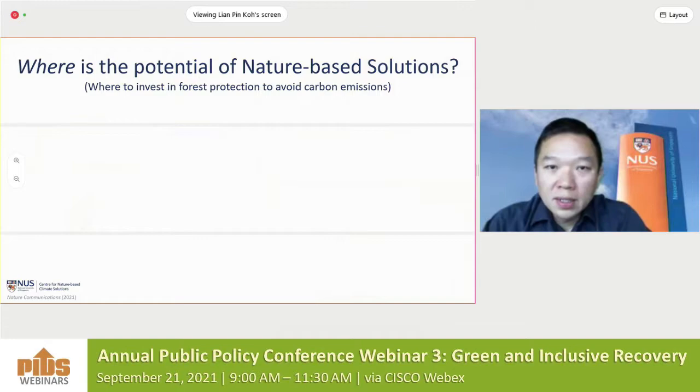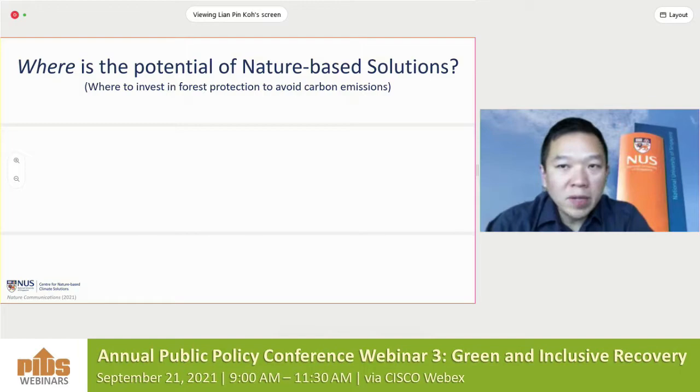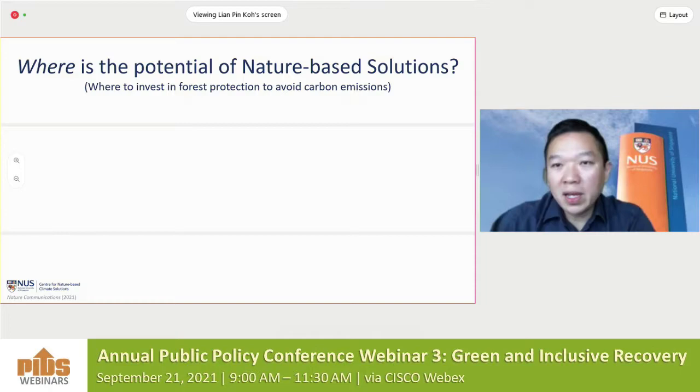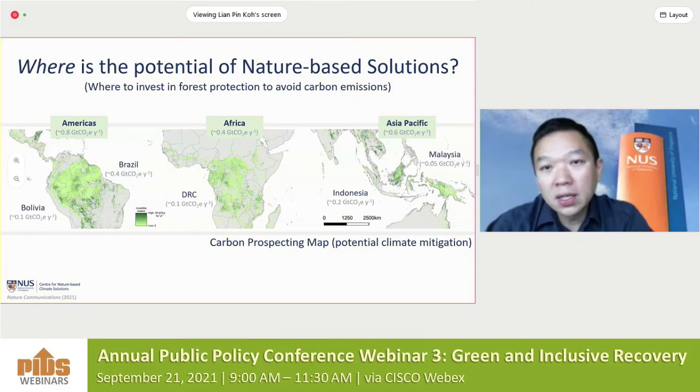Now, from the perspective of a policymaker or an investor, it may not be enough to know what the potential is. We also need to know where the potential lies. And so we also produced a carbon prospecting map to show where in the world one can invest in forest protection to avoid carbon emissions.